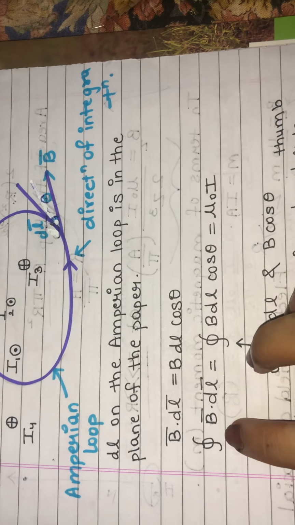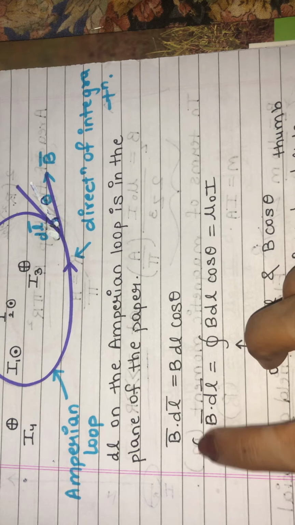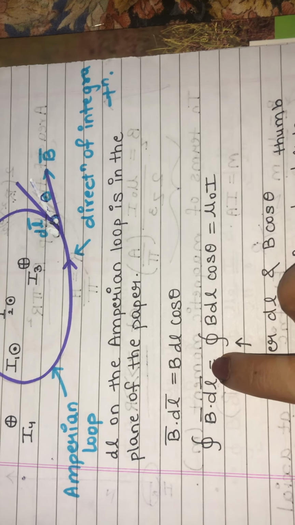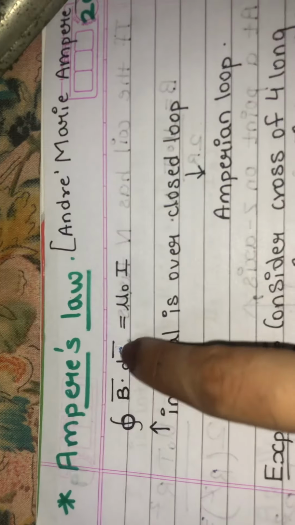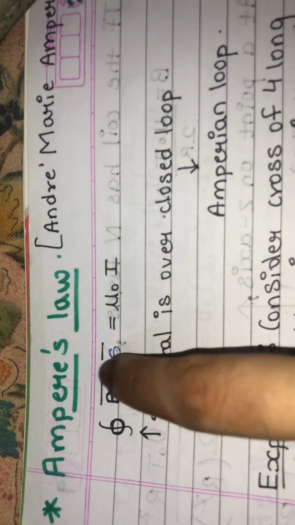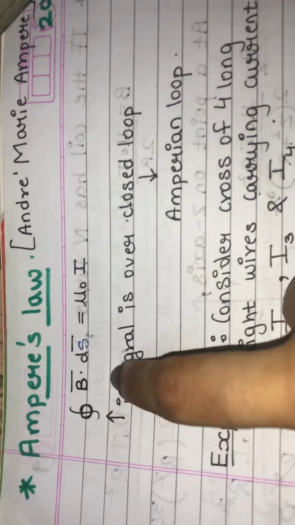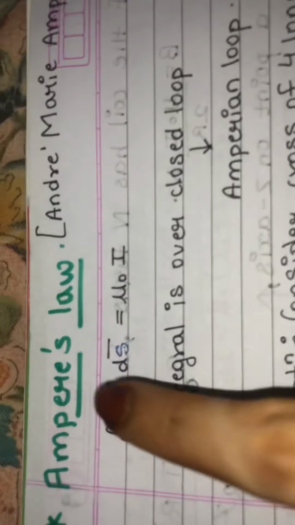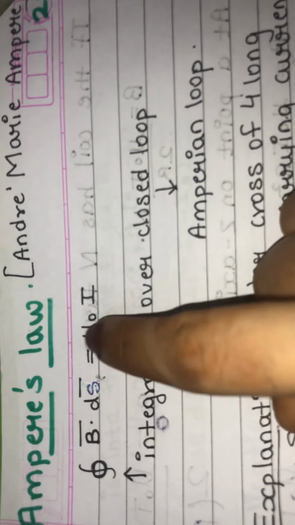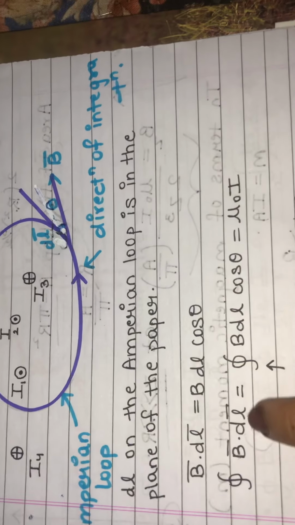After that, we will be writing our integral over closed loop, B dl. Here is our left hand side. Now your small element is ds. We have taken our small element as dl. What does our Ampere's law say? Left hand side is equal to mu naught I. So we are now solving our left hand side, B dl.